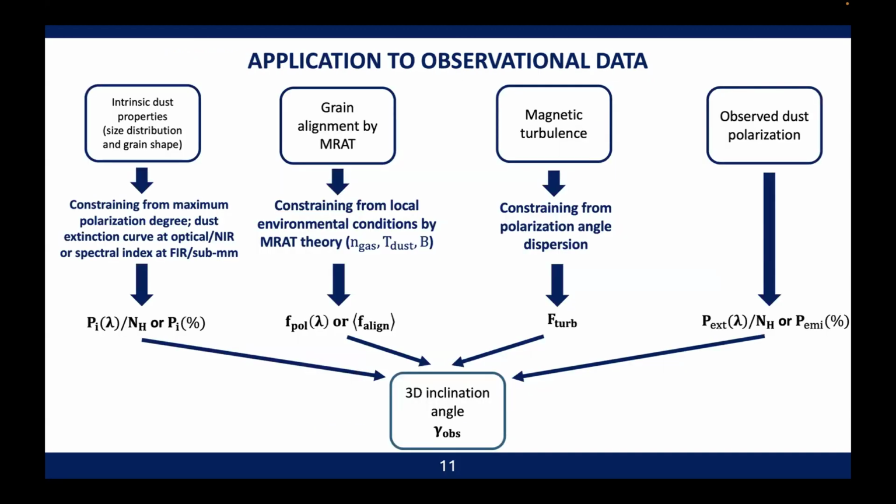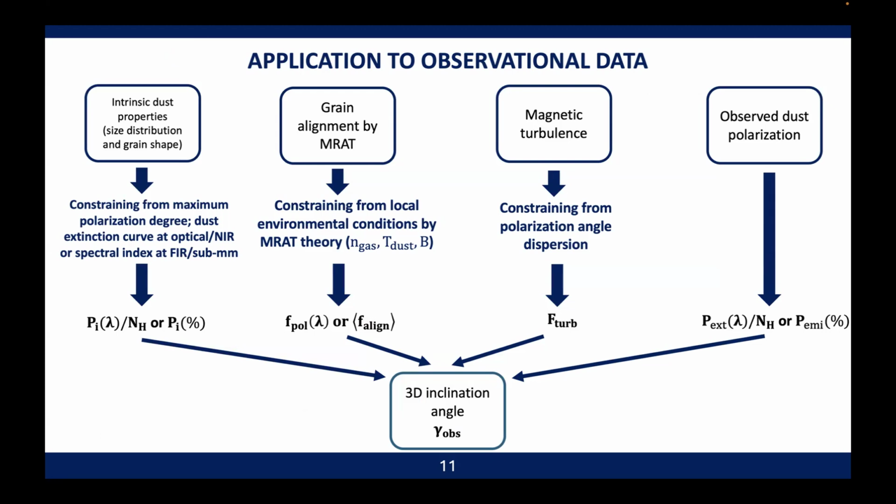So that is the way that we develop the new technique, and also we test it on the synthetic data. So how about we apply it to real observational data? To apply it to real observational data, the intrinsic dust property, the grain alignment by the RAT theory, and also the magnetic turbulence should first be characterized in order to use the observed dust variation. And from that, we can calculate the inclination angle of the mean field with respect to the line of sight.